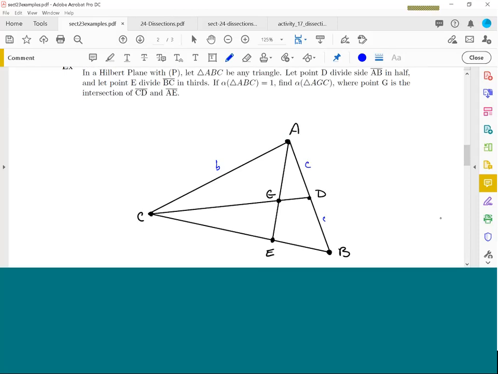Now, for down here at the bottom, notice the length B to E was supposed to be one-third the total length, so I'm going to do the same sneaky trick. I'm going to label this length lowercase a, because the side BC is opposite the vertex A. So any guesses what the length from C to E should be? Don't overthink it. Remember, E was dividing this into thirds. Yep, so that would be 2A.